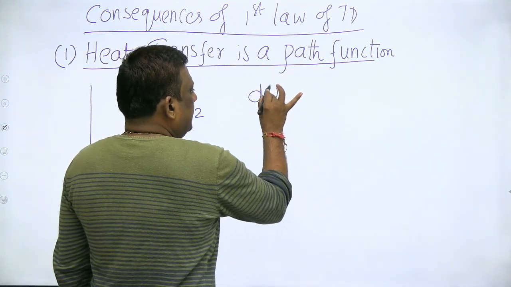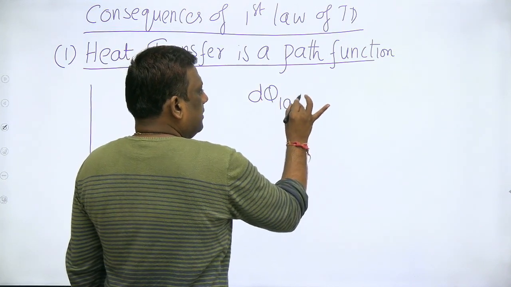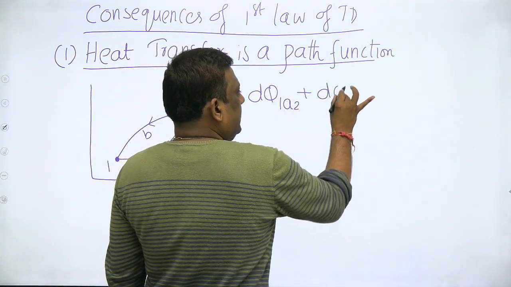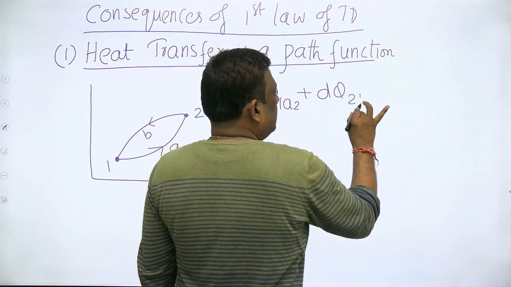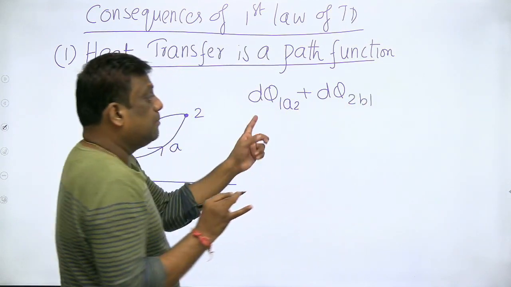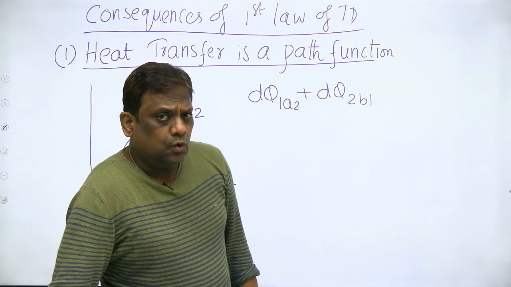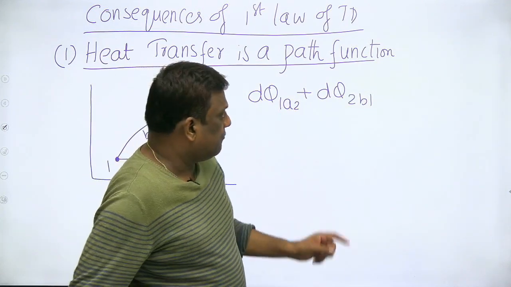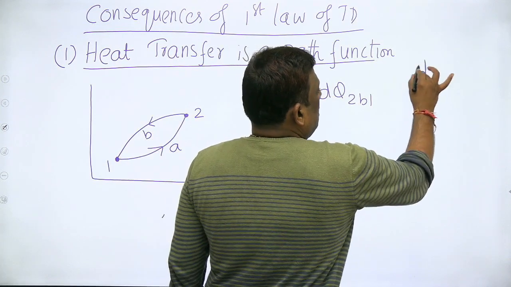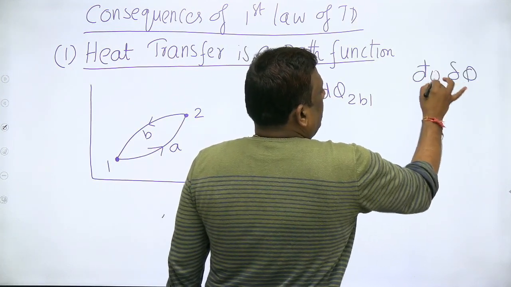Heat transfer in 1A2 plus heat transfer in 2B1. This is nothing but what? Sigma Q. One student may be asking me a question: Sir, you know that heat transfer is a path function. Then why are you not writing d dash or del? Why are you writing dq?